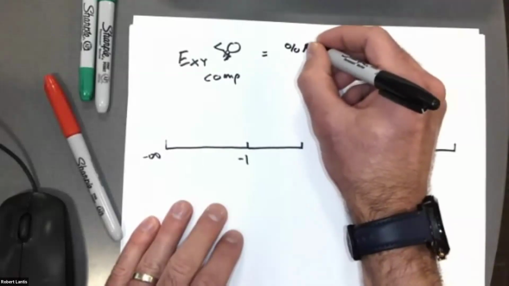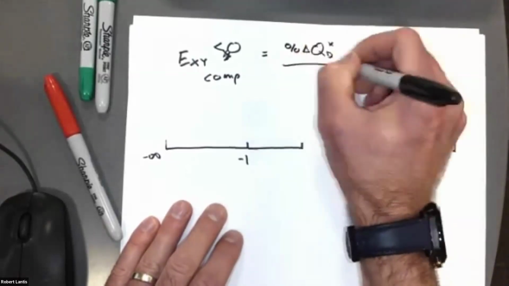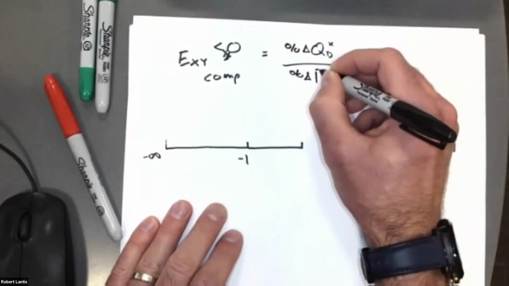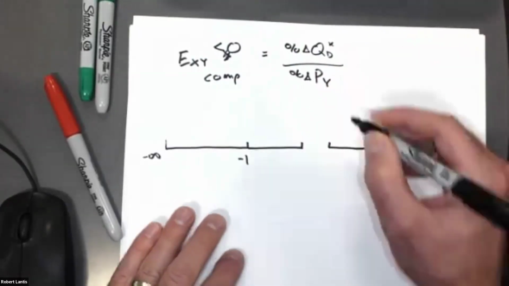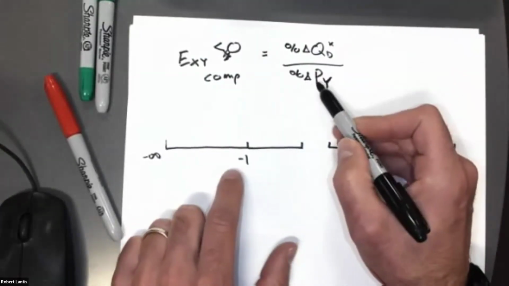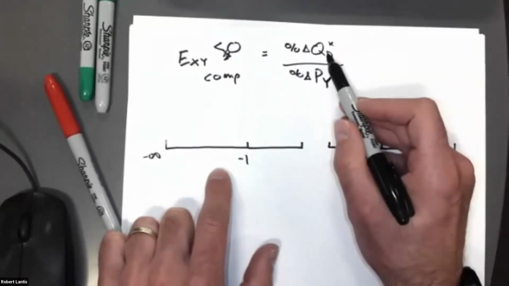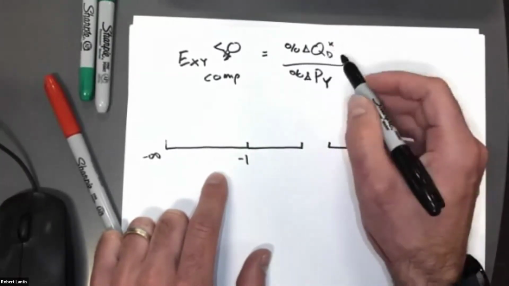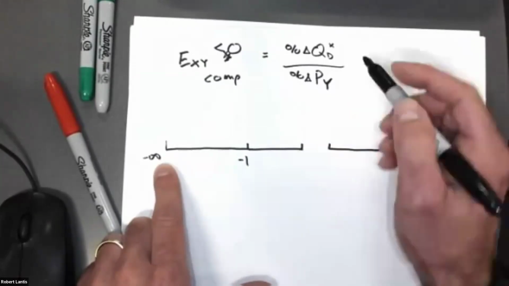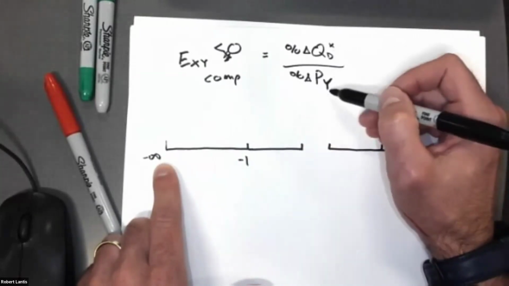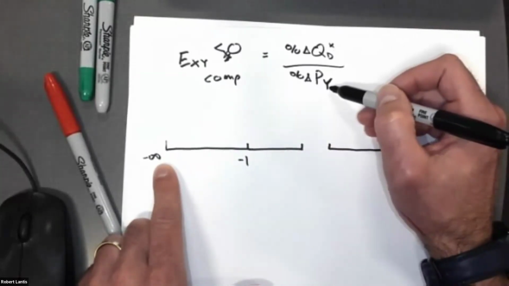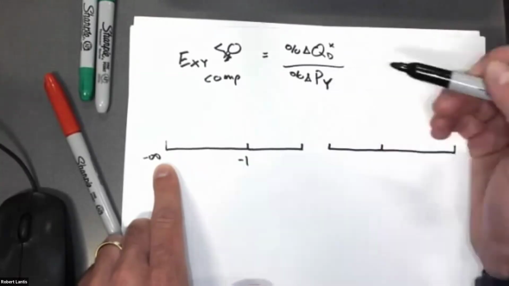Well, remember, it's the percent change in the quantity demanded for good X over the percent change in the price of good Y. So if the percentage change in the price of good Y is less than the percentage change in the quantity of good X, this fraction will be greater than 1. We would say that demand for good X is very responsive to price changes in good Y. That must mean, like in my example for batteries, I need good Y in order to use good X.